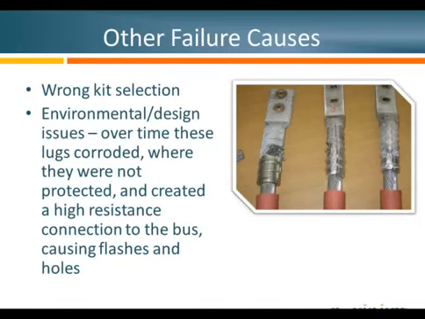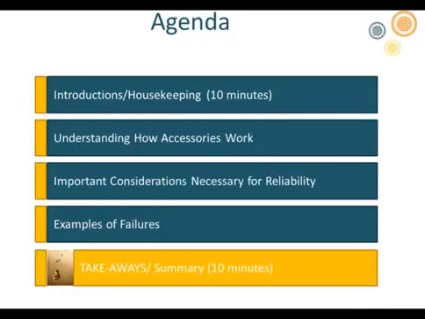and because it was out in the environment, you got a high resistance contact connection, and then when you had a surge on the system, it actually jumped across the bolted connection and melted the lug barrel itself because of that corrosion on the pads of the lugs and the high resistance connection. So there's a few examples.